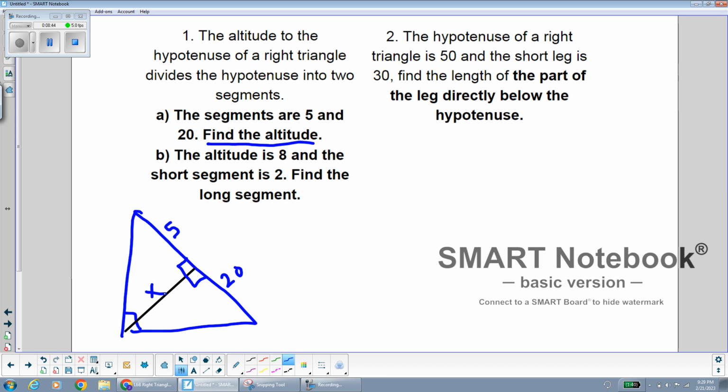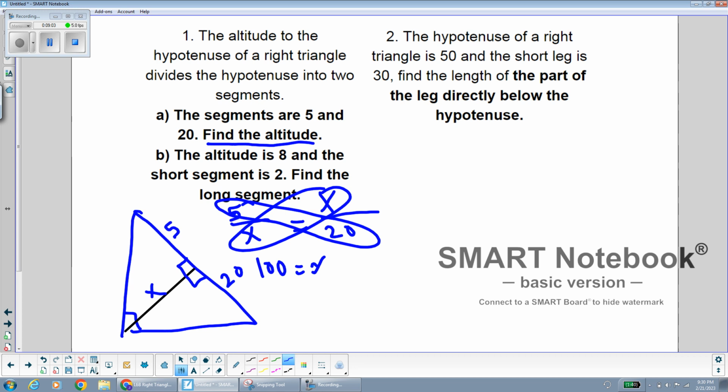Since we're finding the altitude, in my mind, I'm thinking automatically altitude rule. So I'm going to set up my proportion. The altitude, which I'm finding, is the mean proportional between each part of the hypotenuse. Cross multiply. And we have the altitude is 10.